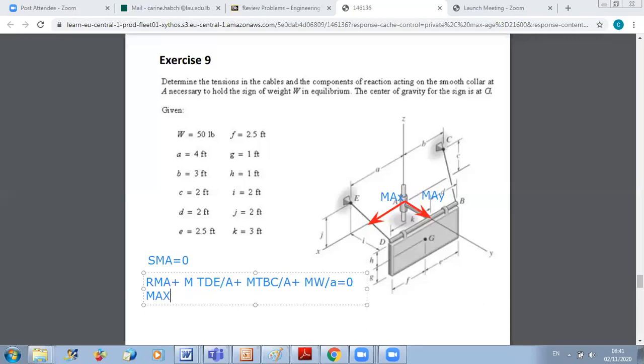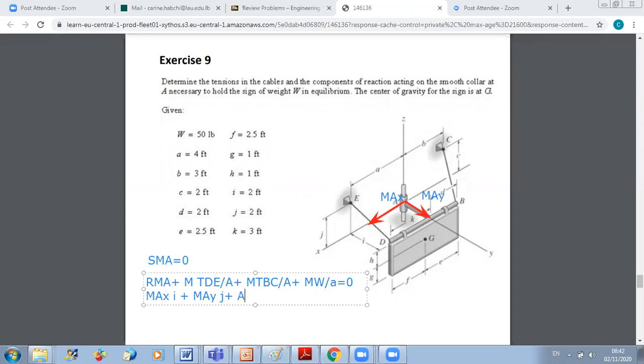I have MAX along I plus MAY along J plus. Now to find the moment of TDE about A, I can take AD vectorial TDE, or AE vectorial TDE. So it's up to you. You can choose the easiest coordinates. Here both are simple because both have only two components. So let's say we take AD.